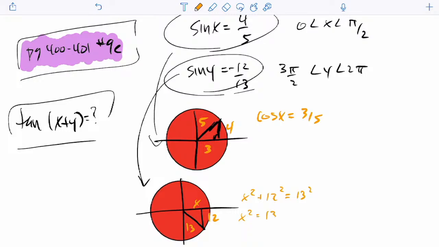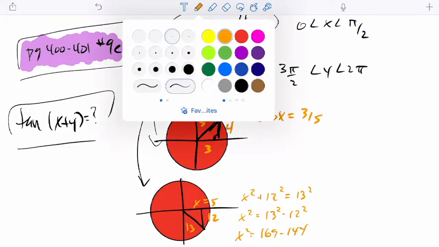And then you can solve it. You get 13 squared minus 12 squared. X squared is 169 minus 144. X squared is 25. Excuse me, x is 5. So I got all this information here. I know that x is 5, so I know the coordinates of my triangle.